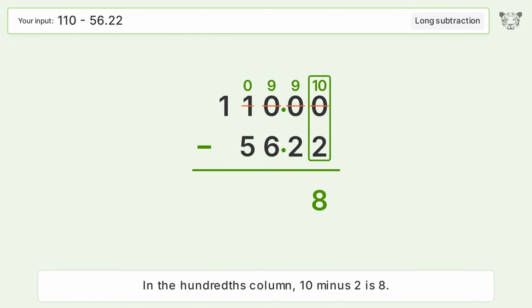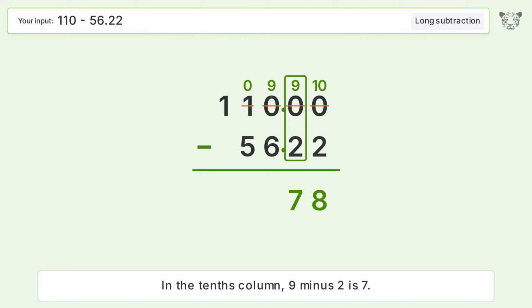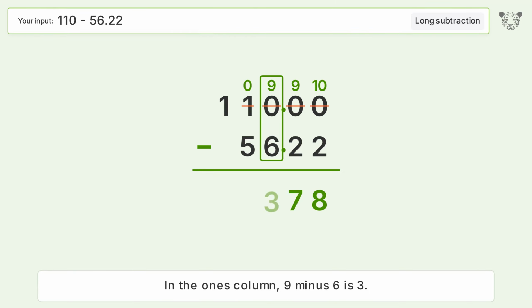In the hundredths column, 10 minus 2 is 8. In the tenths column, 9 minus 2 is 7. In the ones column, 9 minus 6 is 3.